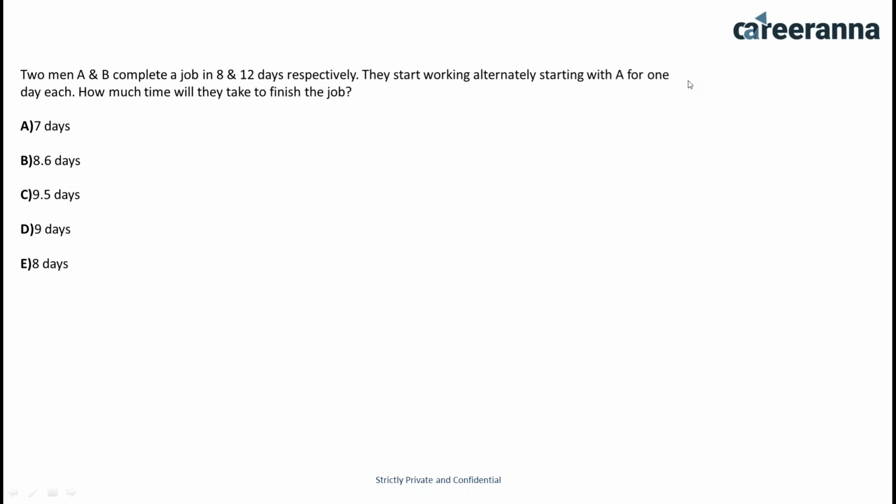In this question, two men A and B complete a job in 8 and 12 days respectively. They start working alternately, starting with A, for 1 day each. How much time will they take to finish the job? Okay, so the number of days is given and they have started from A alternately. You have to find in how many days the work is going to be completed. Please try to solve this and then we are going to discuss it.